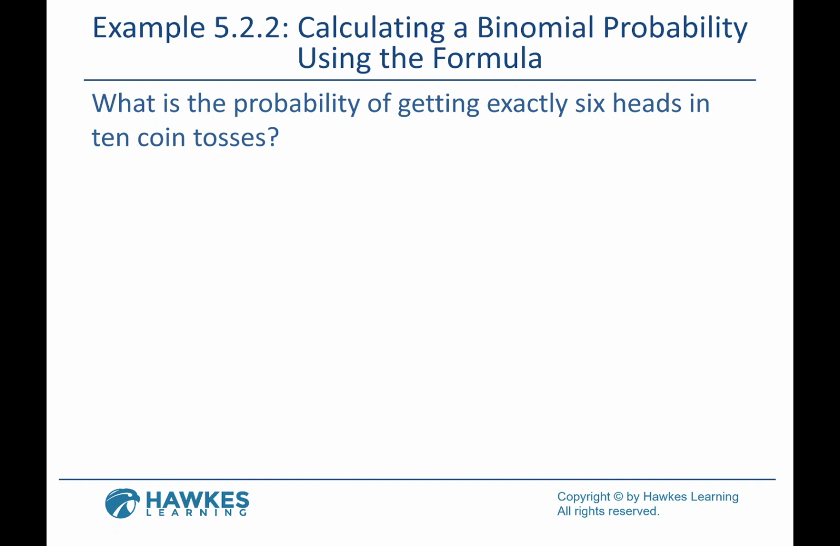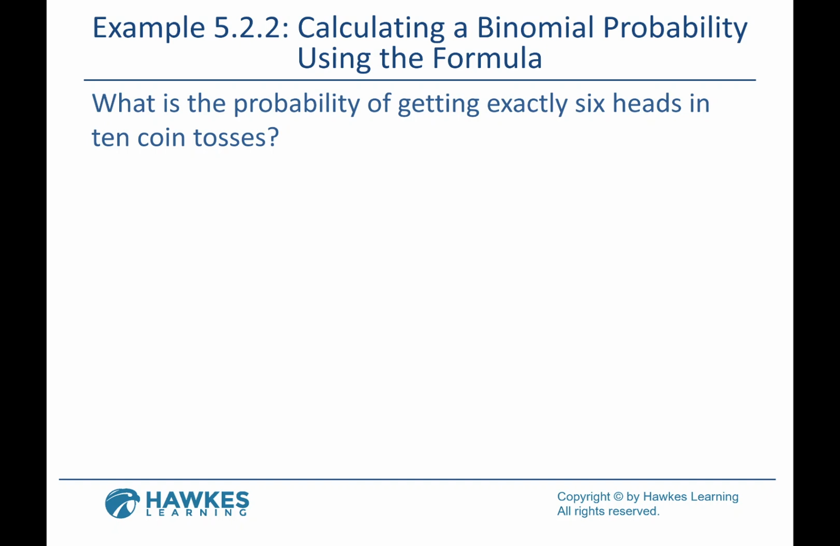So this one says, what's the probability of getting exactly 6 heads in 10 coin tosses? So this is binomial. We've only got 2 possibilities if we flip a coin, heads or tails. We have a fixed number of trials, we're going to do 10 tosses. And the events are independent, so it does fit our requirements for being binomial.